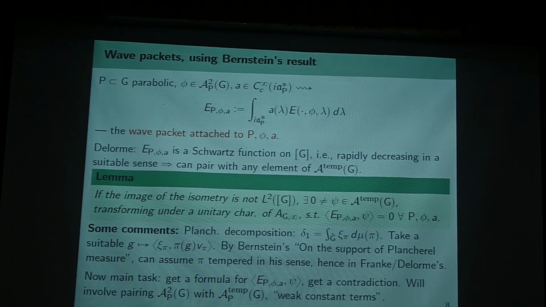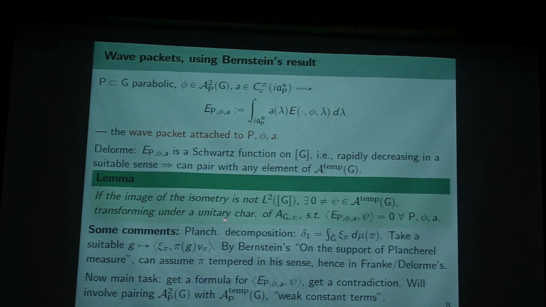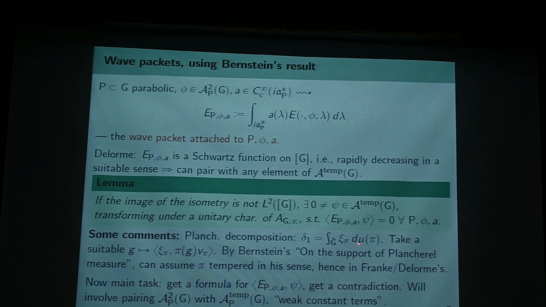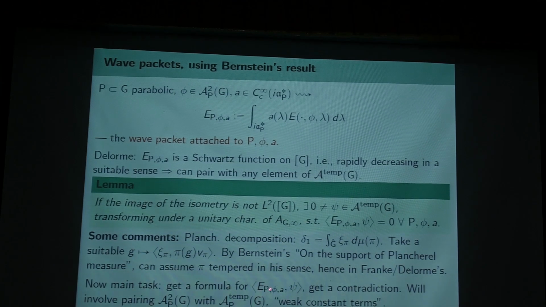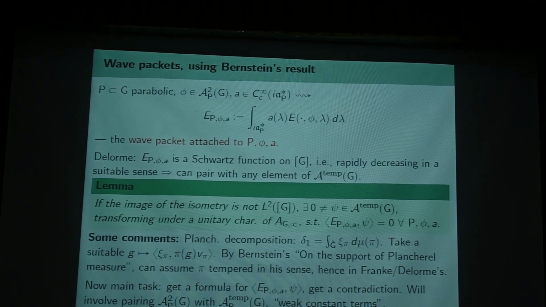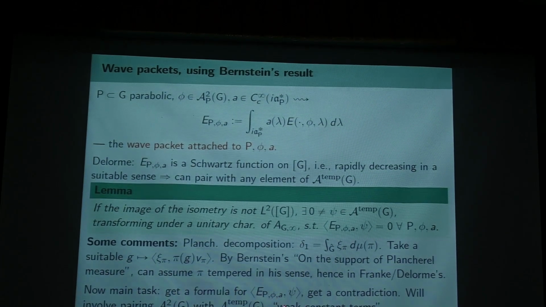So I haven't thought about why that something has to exist. So now what is the point? We said that if the image of the isometry were not all of L2 of G, there would be some tempered form which would be orthogonal to all the wave packets. Okay, but this is still not an automorphic form. A wave packet is a rapidly decreasing function, nice and all that, but that's not an automorphic form. It is built from an automorphic form in A_2 of G.